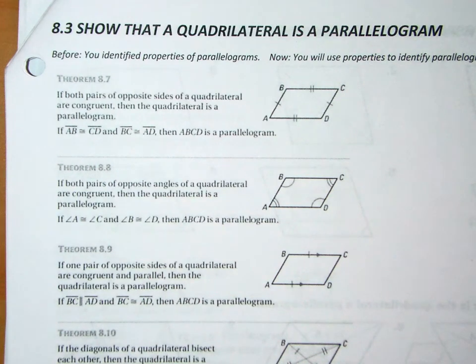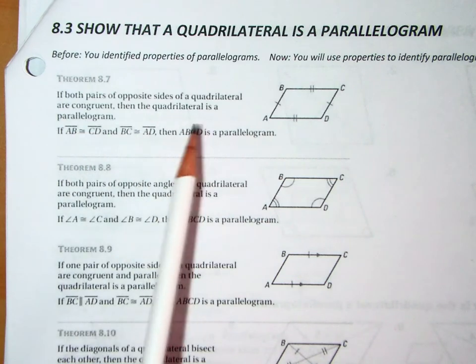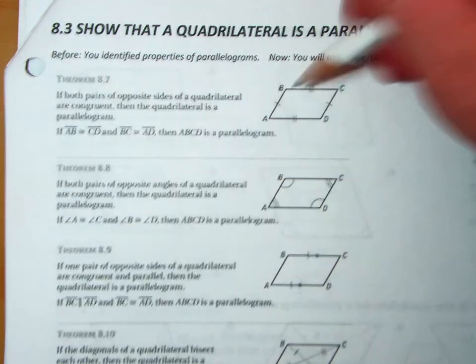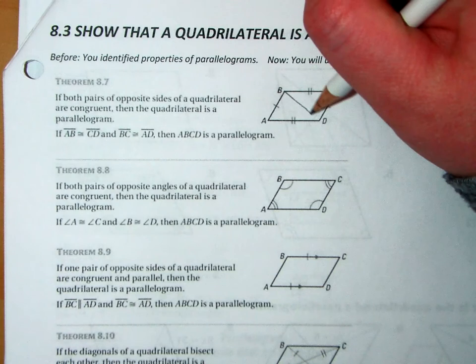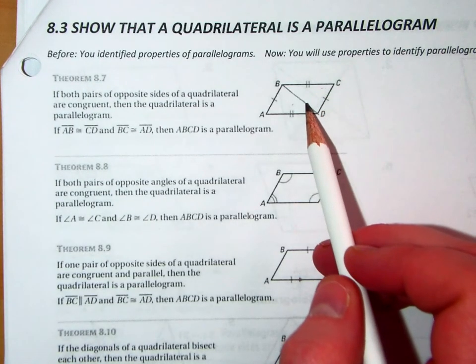Alright, so 8.3, show that a quadrilateral is a parallelogram. These properties come from the properties that we identified in 8.2. These are the converses of 8.2. So if both pairs of opposite sides of a quad are congruent, then the quadrilateral is a parallelogram. What you're going to be using is side, side, side to prove that these two triangles are congruent.